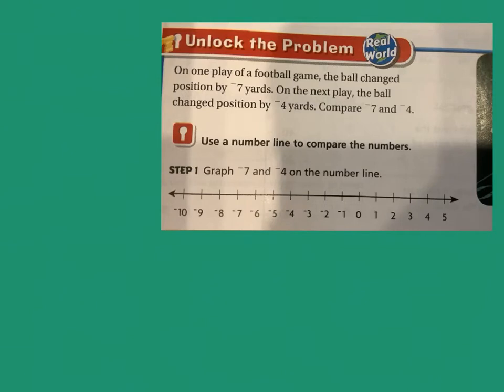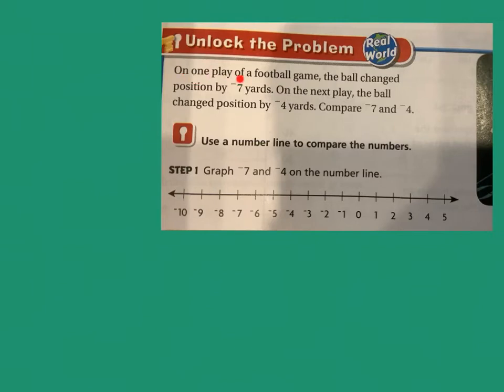All right, so our first unlock the problem, our first example talks about a football game again. Football games, I think, are easy ways for them to explain negative numbers because you go backwards and that's negative. So that's probably why they use it. We'll read it first because our steps are to read the problem, underline what's being asked, circle the information they gave us, draw it if you need to, and then calculate or solve it.